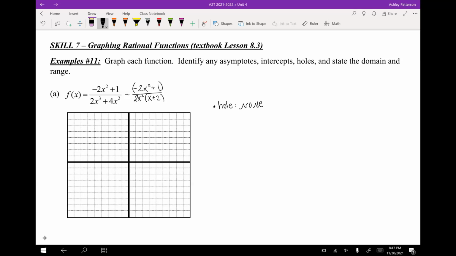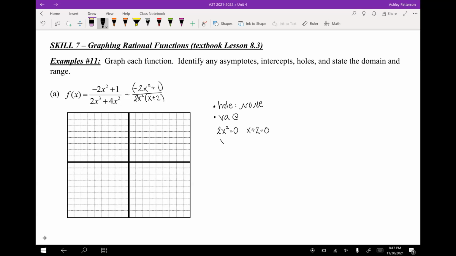Okay, so since we don't have a hole, the next thing I'm going to look for are any vertical asymptotes. They come from the denominator. So I'm going to take each factor in my denominator, starting with 2x squared, and then followed by x plus 2, and set them equal to 0. Because remember, your vertical asymptotes come from the restricted values, what makes the denominator equal to 0.